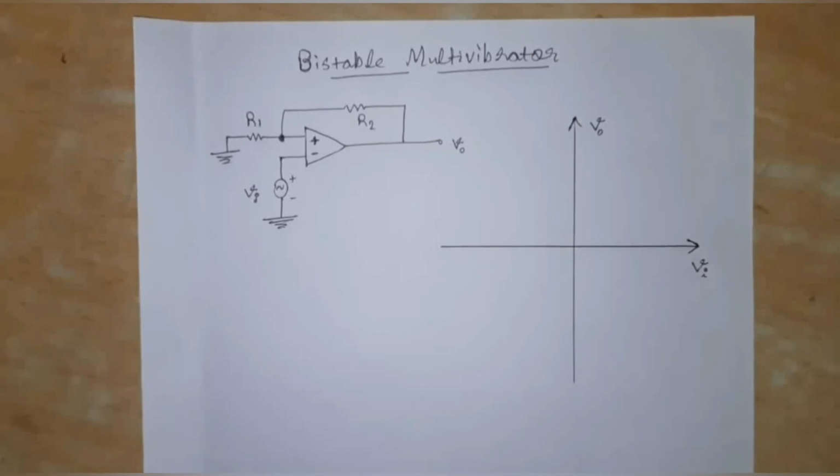Initially it is in a stable state. Let us suppose it to be plus V saturation, plus V sat. When a trigger signal is applied, it moves on to the second stable state, and when after some time we apply the second trigger signal, it again returns back to the first stable state. So in this way it continues functioning.